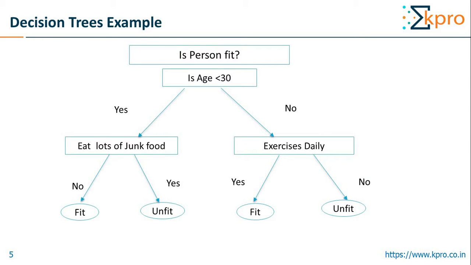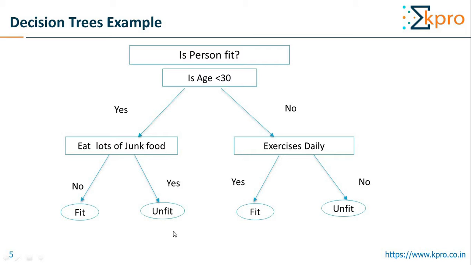Now let's have a look at the basic decision tree example. So here we wanted to predict whether an individual is fit or unfit. This tree mainly consists of two entities. The first one is decision nodes and the other one is leaves. Decision nodes are the ones where our data is splitting and leaf nodes indicate possible outcomes. So in this case, age, eat lots of junk food, and exercises daily are our decision nodes, and fit and unfit are the possible outcomes.